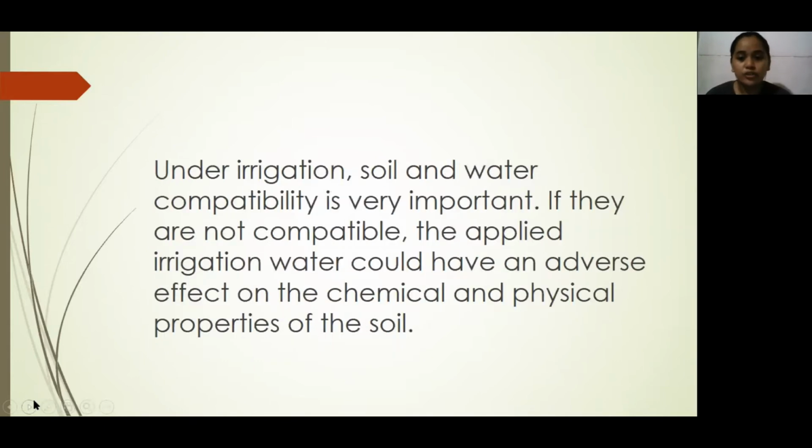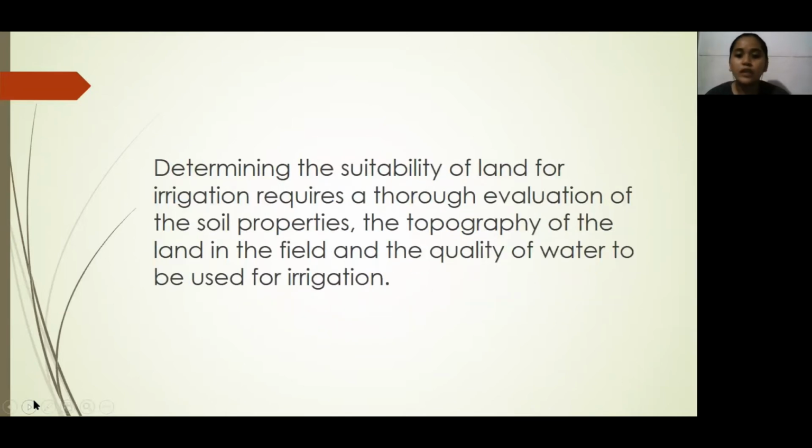Under irrigation, soil and water compatibility is very important. If they are not compatible, the applied irrigation water could have an adverse effect on the chemical and physical properties of the soil. So, in determining the suitability of land for irrigation, it requires a thorough evaluation of the soil properties, the topography of the land in the field, and the quality of water to be used for irrigation.